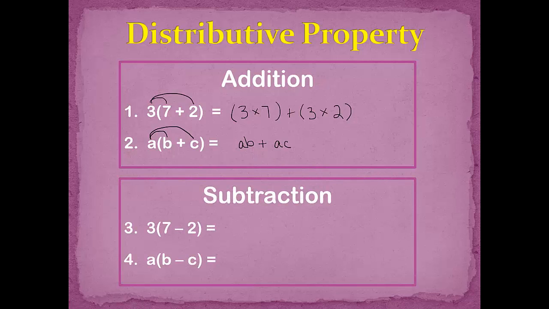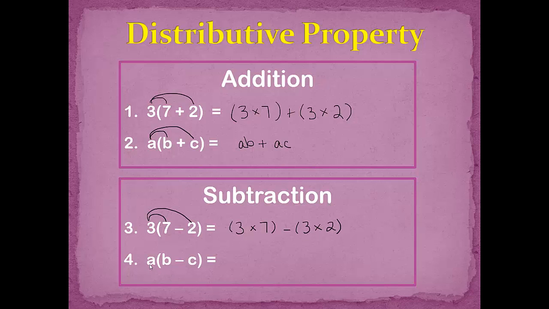We can also use the distributive property with subtraction. So for number 3, we have 3 times the quantity 7 minus 2. This would be 3 times 7 minus 3 times 2. So we can write this as the quantity 3 times 7 minus the quantity 3 times 2.